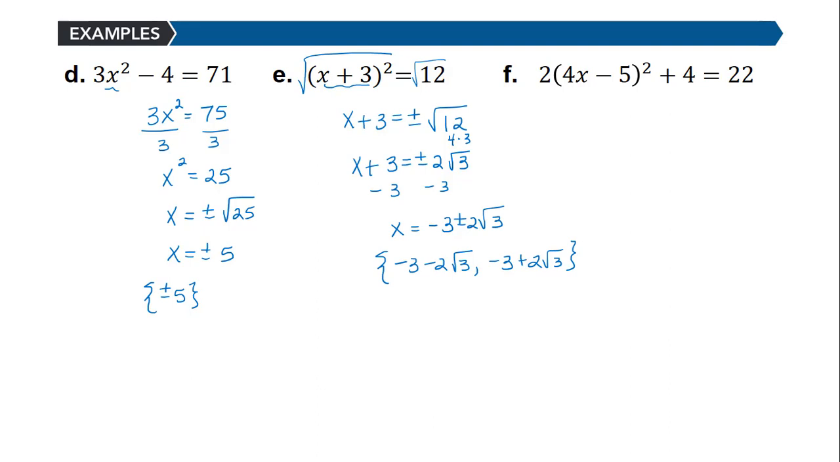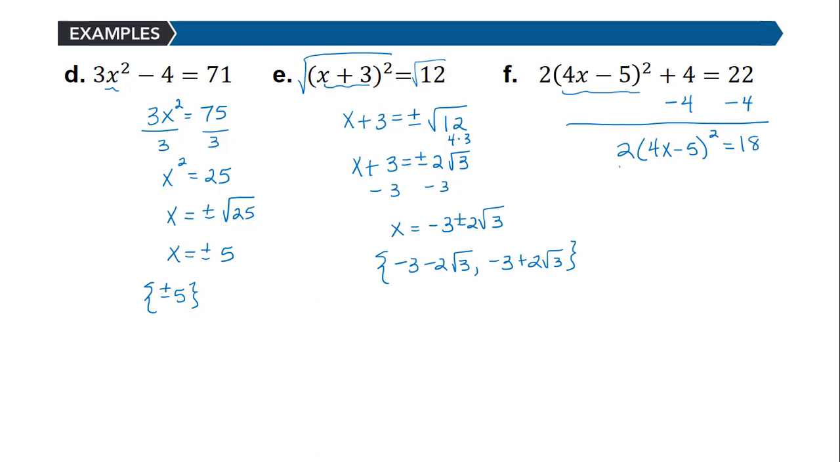The last example is 2 times 4x minus 5 quantity squared plus 4 equals 22. Again, notice that I have this squared expression, so if I can get that squared expression on the side by itself, I can apply the property. The first thing I want to do is subtract 4 from each side. We get 2 times 4x minus 5 quantity squared is equal to, well, 22 minus 4 is 18.